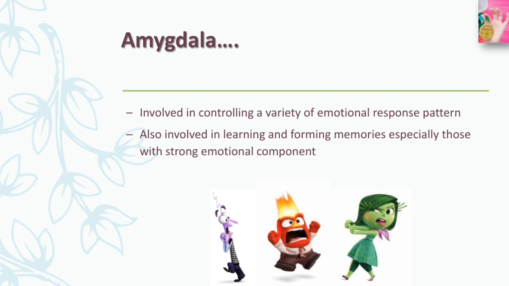For example, when the amygdala is destroyed in monkeys, the monkeys lose their fear of natural predators such as snakes, and in humans, electrical stimulation of the amygdala produces feelings of fear and apprehension. So the amygdala is also involved in learning and forming new memories, especially those with strong emotional components.